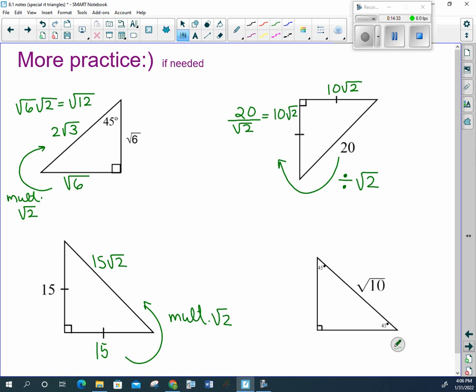Last one, I know the hypotenuse is the square root of 10. I'm trying to go to a leg, so that means I need to divide by the square root of 2. So if I take the square root of 10 and divide it by the square root of 2, that turns out to be the square root of 5. So both of those sides are square root 5.